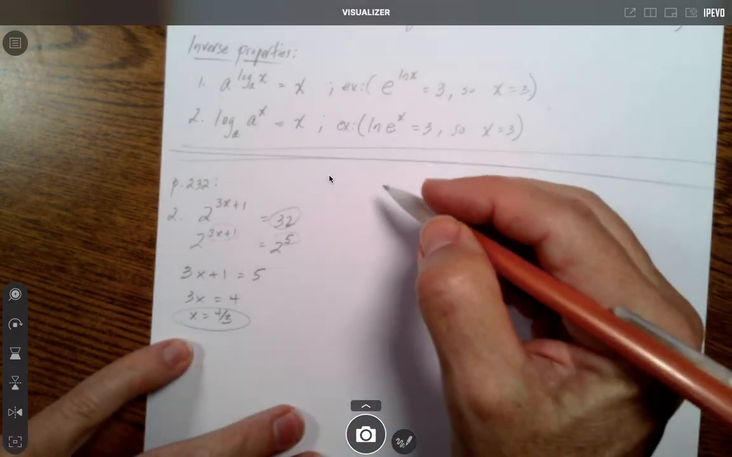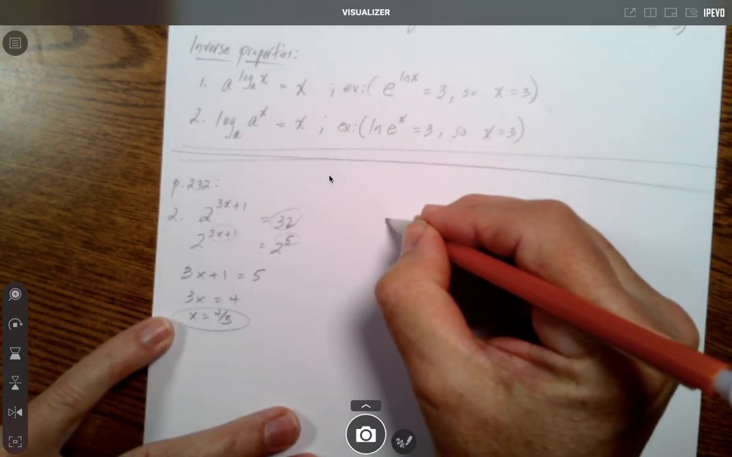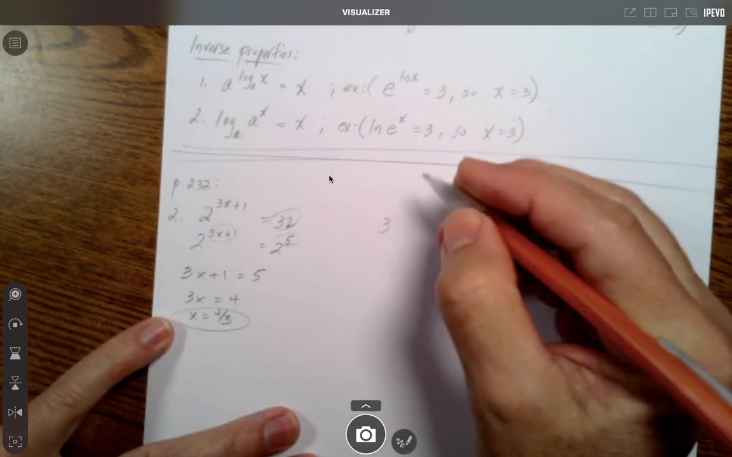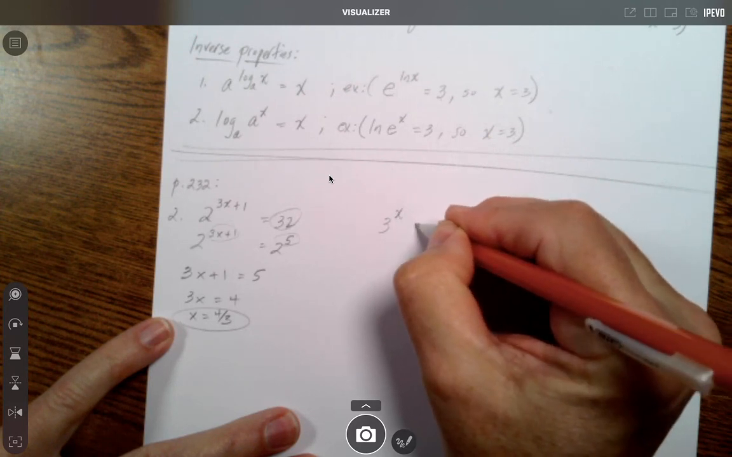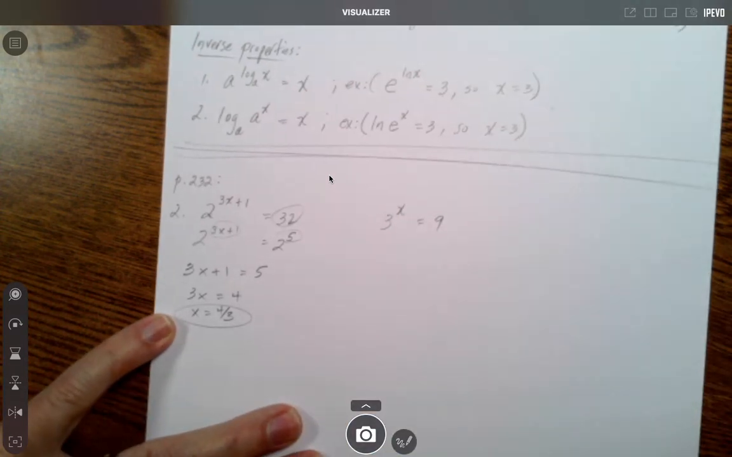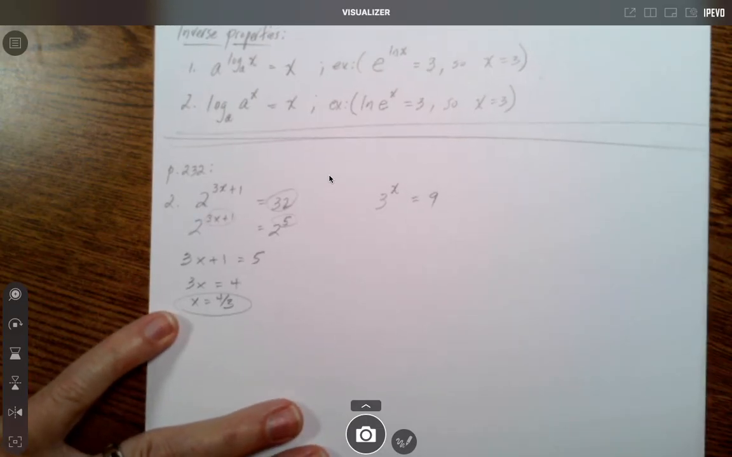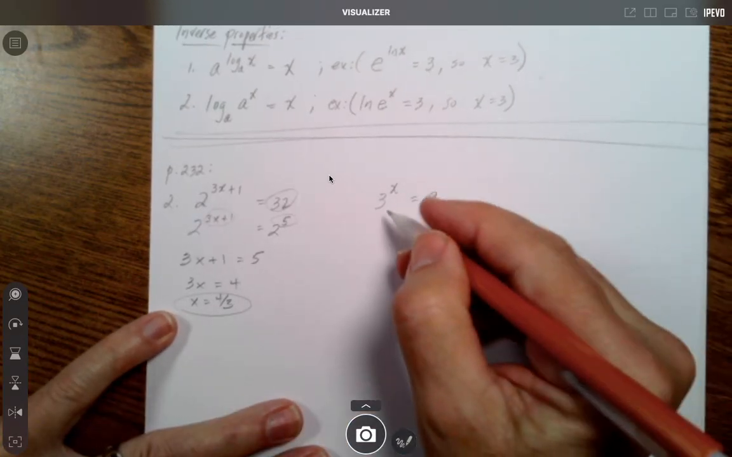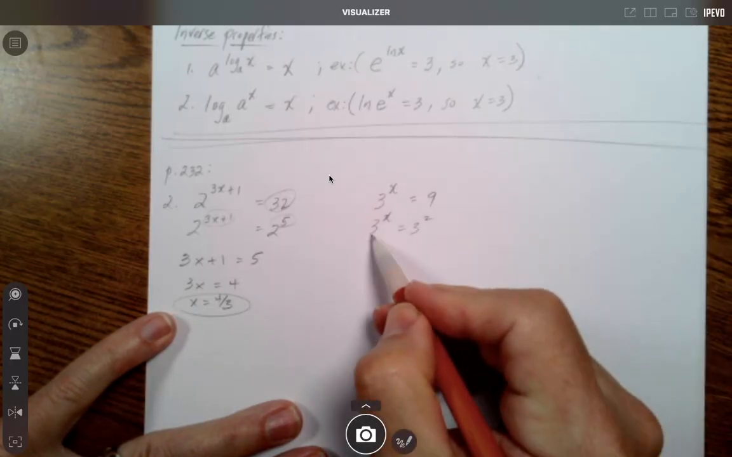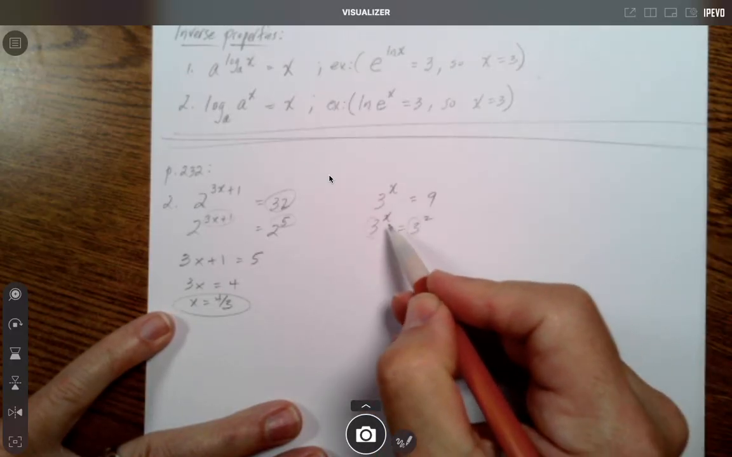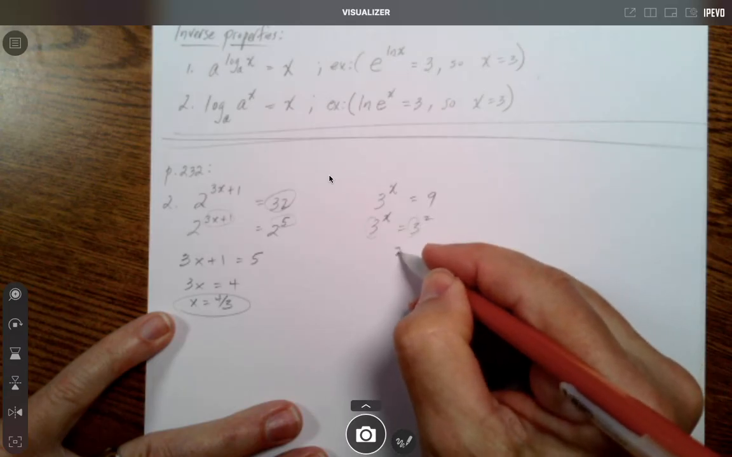I'll just make one up. So let's say I have 3 raised to the x power equals 9, right? This is a real easy example. And you know that 9 is 3 squared, so 3 to the x is 3 squared. Now that these are the same, then these must be the same. So x is 2.